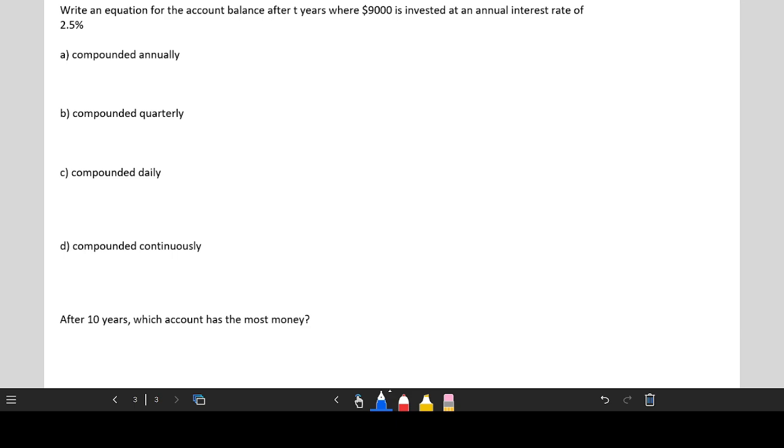So we're going to practice using those formulas here. We're going to write an equation for the account balance after t years, where $9,000 is invested at an annual interest rate of 2.5%. So if we go through and start identifying information here, the 9,000 is the principal. That's the amount that is invested. This is our rate. We need to change it to a decimal to plug in the formula. So we're just going to move the decimal point 1, 2 places to the left, and it's going to be 0.025.